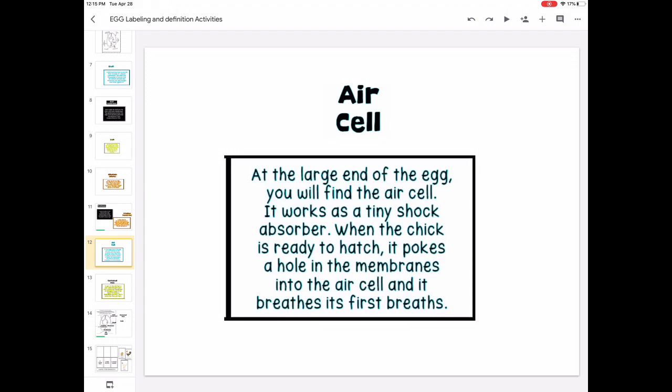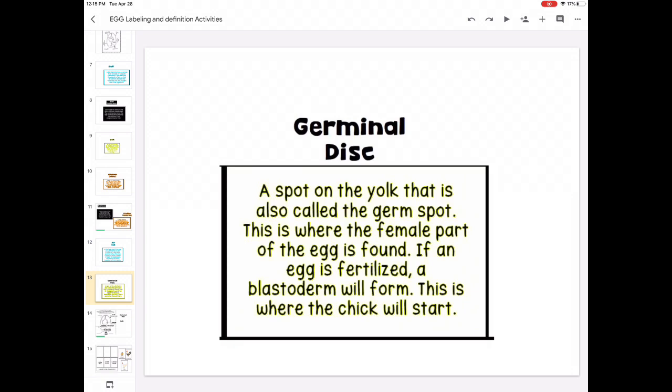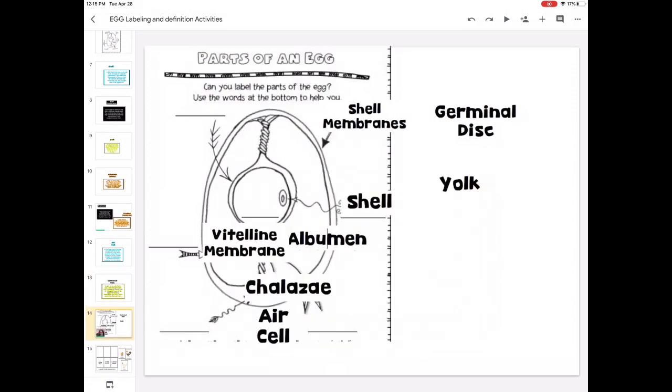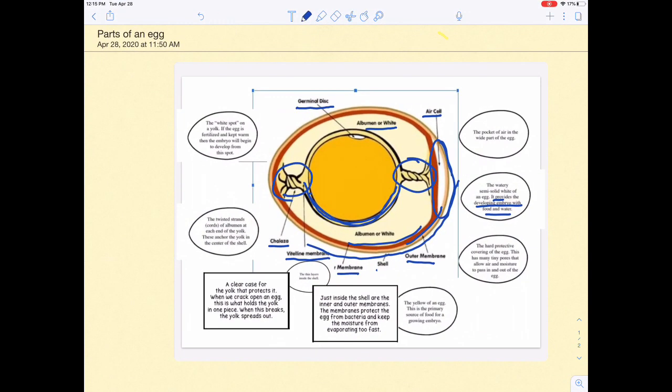Now, last but not least, I'm going to show you the definition first, then we'll look at the picture. The germinal disc, a spot on the yolk that is also called the germ spot. This is where the female part of the egg is found. If an egg is fertilized, a blastoderm will form. This is where the chick will start. This is the space that we talked about earlier. So that becomes a blastoderm if it gets fertilized and incubated and then becomes an embryo.